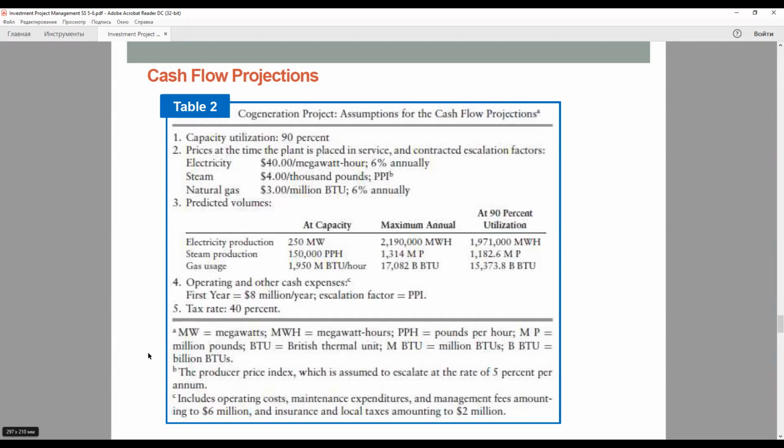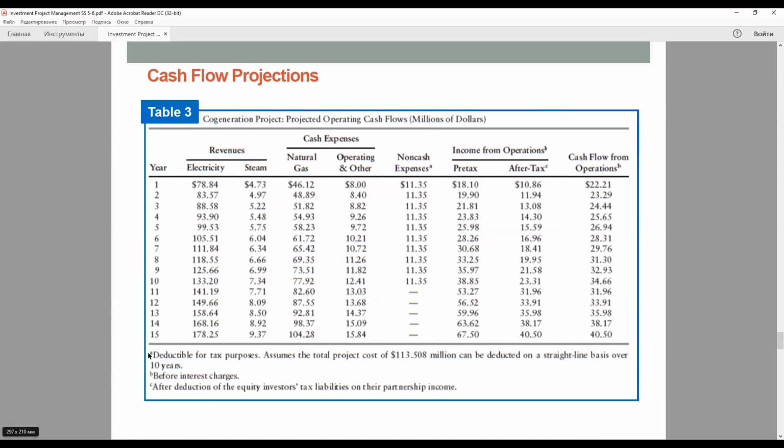Also, I have table 3 that contains projected operating cash flows. They are based on the assumptions provided in the previous table. And when preparing a set of cash flow projections for a prospective project, it is important to give all the critical detail. Prospective lenders and equity investors are particularly interested in the assumptions because the projections are meaningful only to the extent the assumptions have a sound basis.